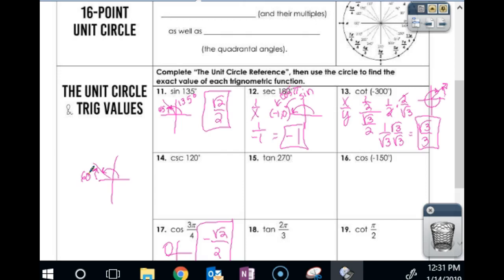It's the inverse of the y. So I want the y value, which is 1 over the square root of 3 over 2. Is y positive in the second quadrant or negative? It's positive. So I'm going to have to flip the bottom. So I'm going to get 2 over the square root of 3, and I have to rationalize. So I get 2 square roots of 3 over 3.